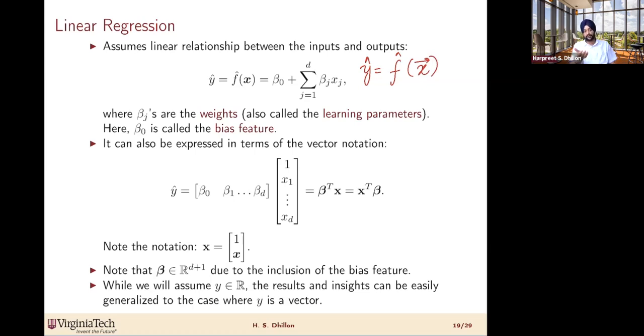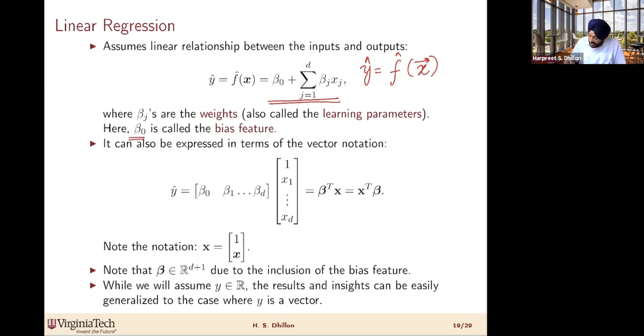This may or may not be true, but this is the assumption that we are making. So this is where we are selecting a hypothesis class. Now if you expand this linear function, this is what you get. And these beta j's are the weights, and we call these learning parameters. Beta naught, as we discussed very briefly also in the context of a neural network, is a bias feature.